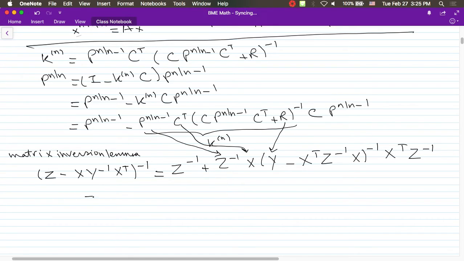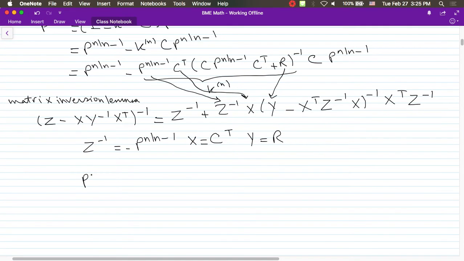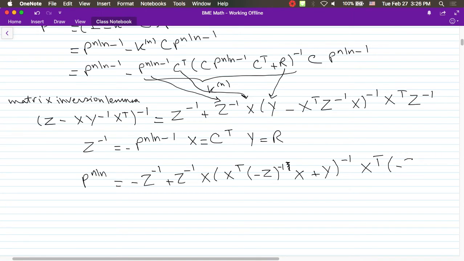So if I write Z inverse equal to minus the prior uncertainty, X equal to C transpose, and Y equal to R, then what I have is the following. The posterior uncertainty is minus Z inverse plus Z inverse X, (X transpose times minus Z inverse times X plus Y) inverse, X transpose, minus Z inverse.